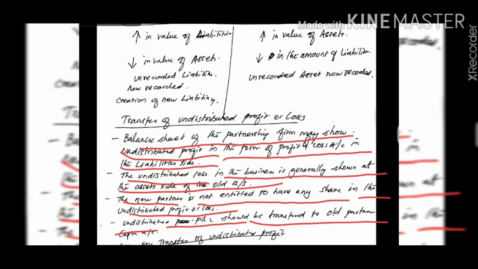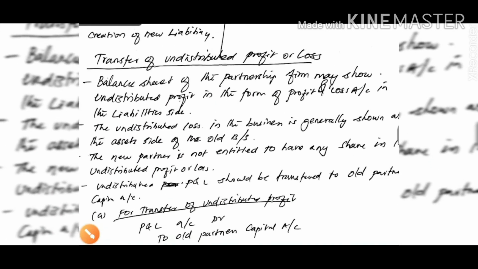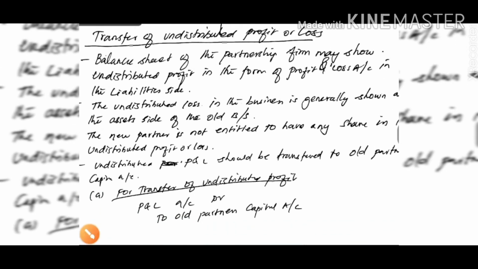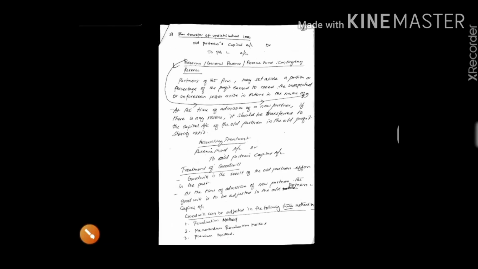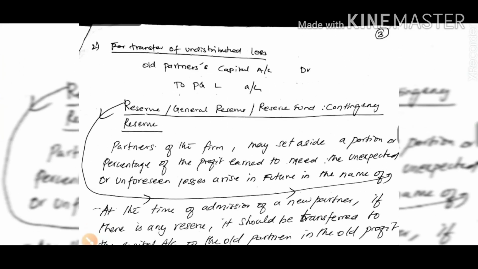So, any profit or loss already existing in the old balance sheet must be transferred to old partner's capital account in their old ratio. For transferring undistributed profit, profit and loss account debit to old partner's capital account. Now, for transferring loss, it is a reverse entry of previous entry, that is old partner's capital account debit to profit and loss account.